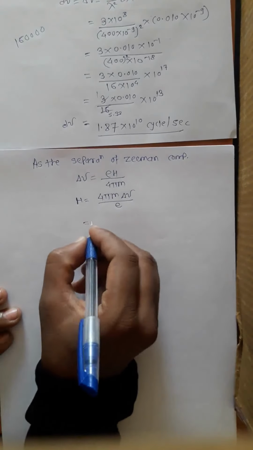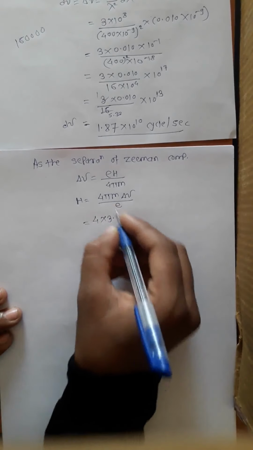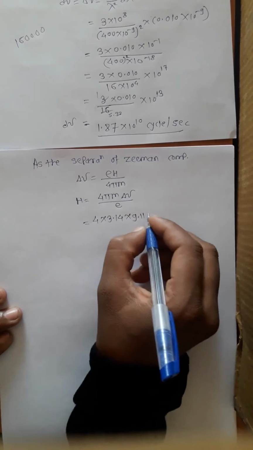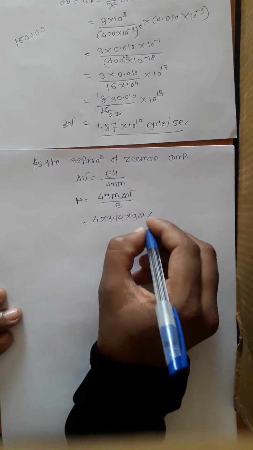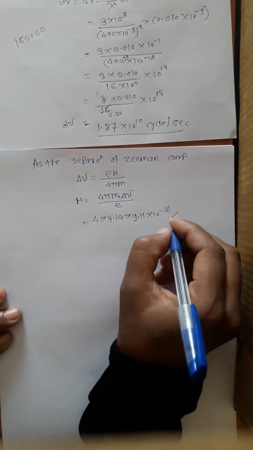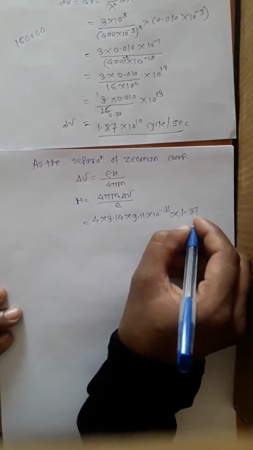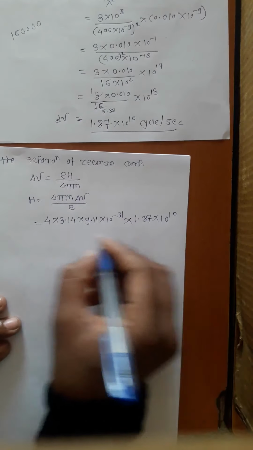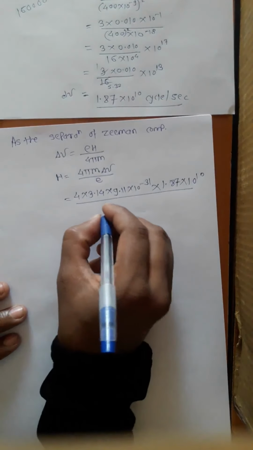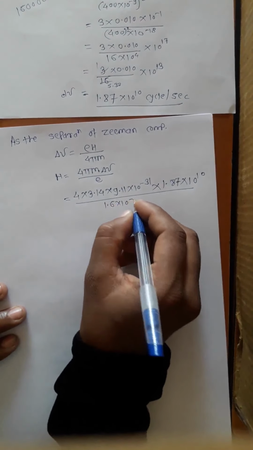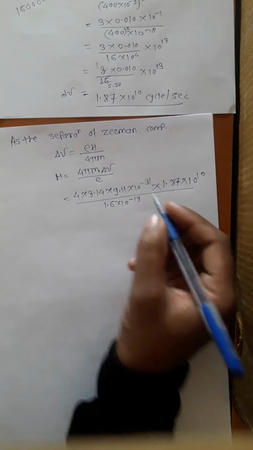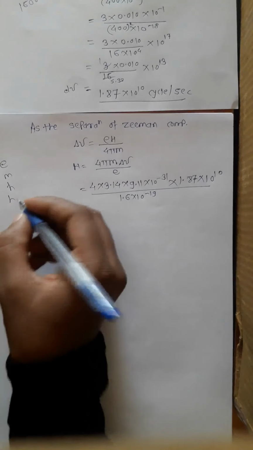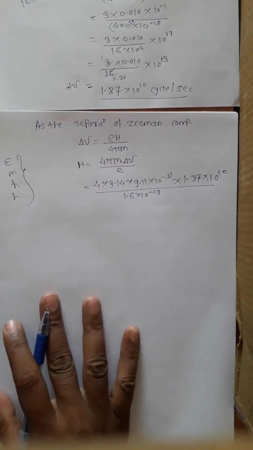Now substitute all these values. 4 into pi, which is 3.14, multiplied by 9.11 into 10 raised to minus 31, the mass of an electron, into delta nu, 1.87 into 10 raised to 10 cycles per second, divided by the charge, 1.6 into 10 raised to minus 19. This is all about the constants E, m, h. You have to remember these values.